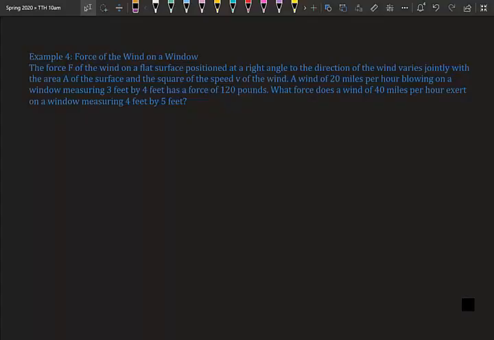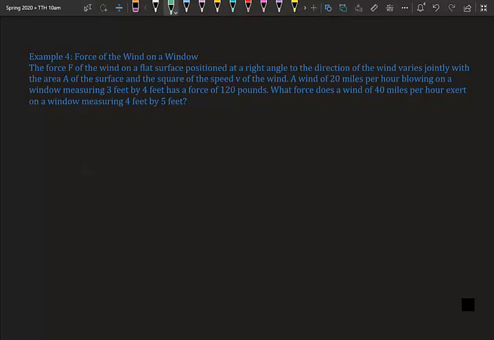The force F of a wind on a flat surface positioned at an angle to the direction of the wind varies jointly to the area A of the surface and the square of the speed V of the wind. A wind of 20 miles per hour blowing on a window measuring 3 by 4 feet has a force of 120 pounds. What force does a wind of 40 miles per hour exert on a window measuring 4 by 5 feet? So we do not have a constant here. We have to find it. So let's figure out how we're going to bring all of our information out.